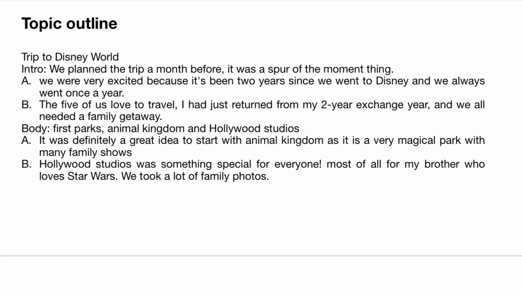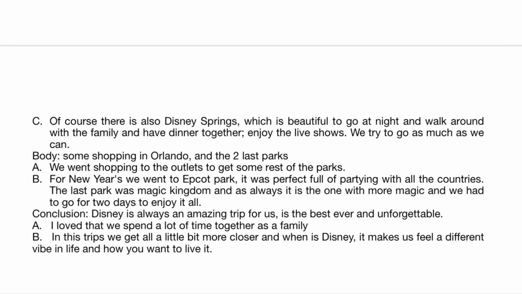You see that in this body, I wrote about these two parks, which was the next step of knowing that we were going to Disney and how it was wonderful for us. We have letter C, and it says, of course, there is also Disney Springs, which is beautiful to go to at night and walk around with the family and have dinner together. Enjoy the live shows. We try to get as much as we can. That was the next thing I did after A and B. That's why it's in a chronological way.